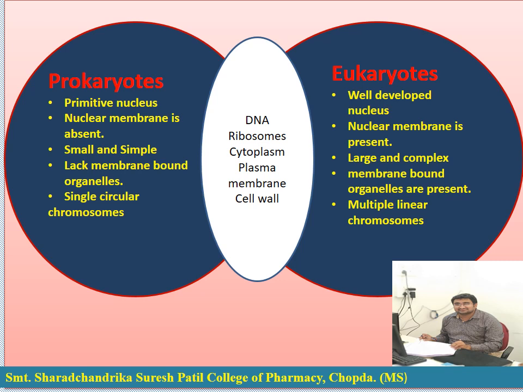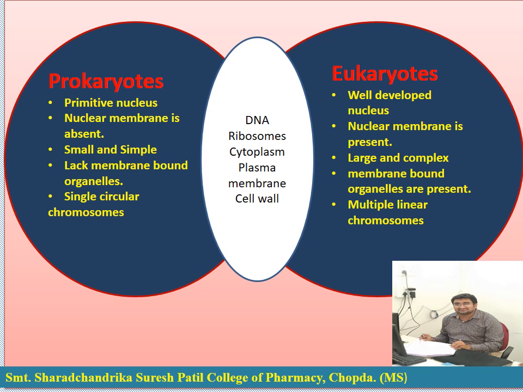Plasma membrane is present in both types of cells, and it is made up of phospholipids and proteins. Cell wall, as already discussed, is present in the prokaryotic cell and is made up of peptidoglycan, while in the eukaryotic cell it depends: if it is a protist, then usually it is absent. If the organism is a fungus, then the cell wall is made up of chitin. If the organism is a plant, then the cell wall is present and made up of cellulose, pectins and polysaccharides. And if it is an animal cell, then the cell wall is absent.